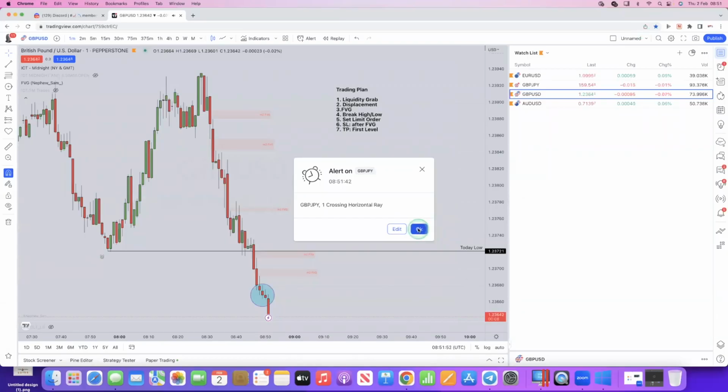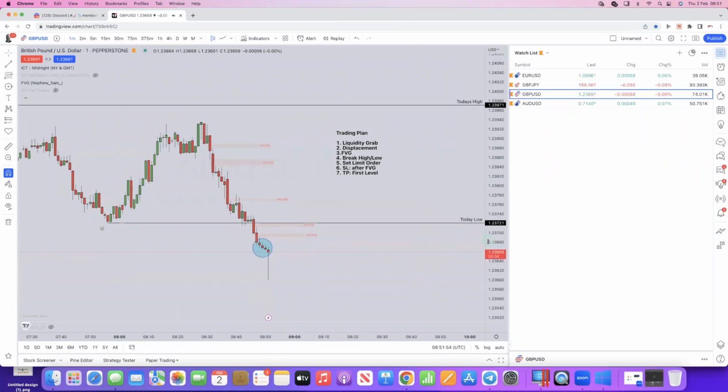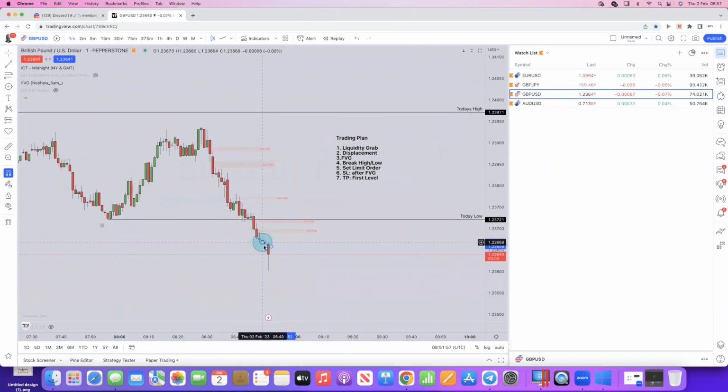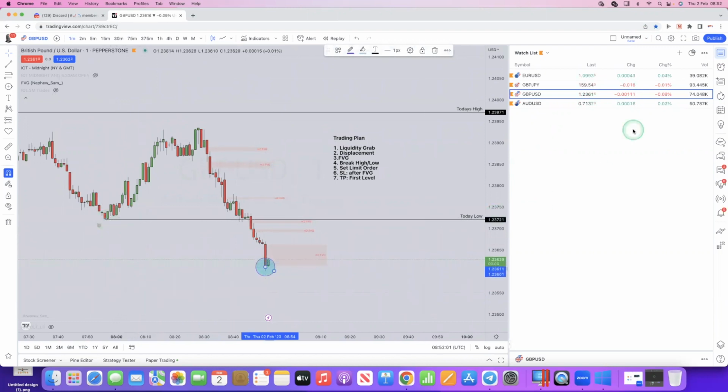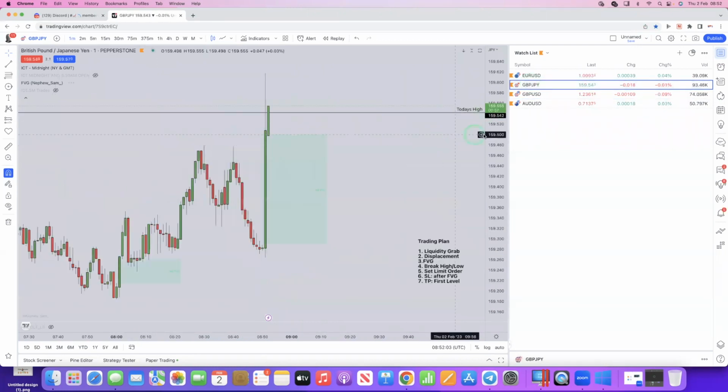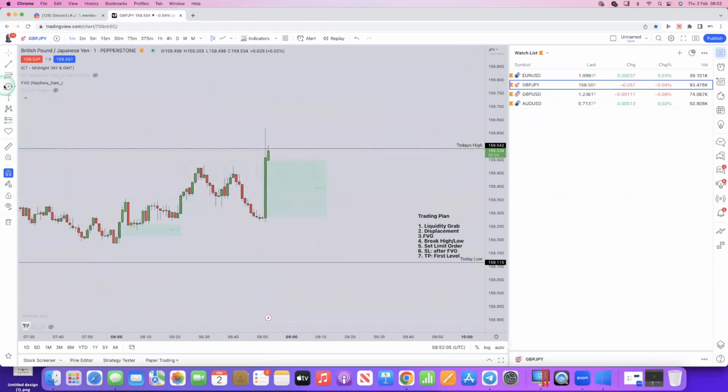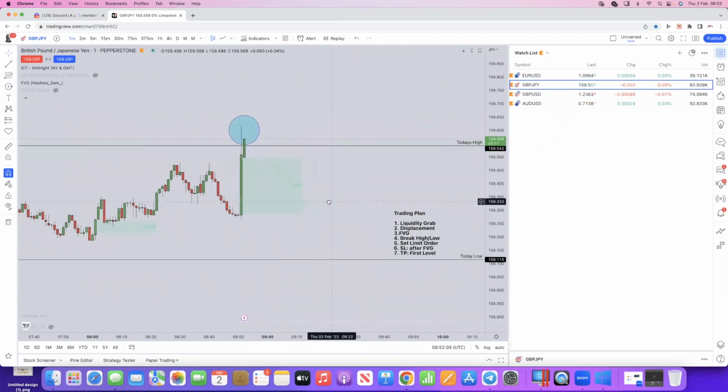Okay, guys, so we've got the GBP/JPY now coming into effect. We can see here, obviously, the liquidity is massively taken from the GBP/USD. GBP, there's our liquidity identified there on the liquidity grab here.